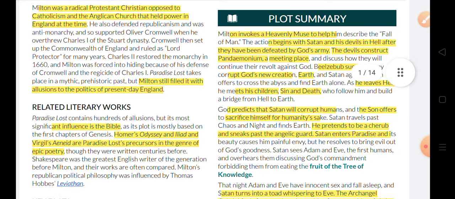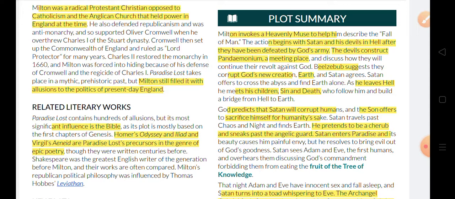And now we'll see the plot summary of this epic poem. Milton, first initially, as we see in all the epics, the writer invokes a muse to write. So Milton invokes a heavenly muse to help him describe the fall of man, which is the subject matter of Paradise Lost, Book One.